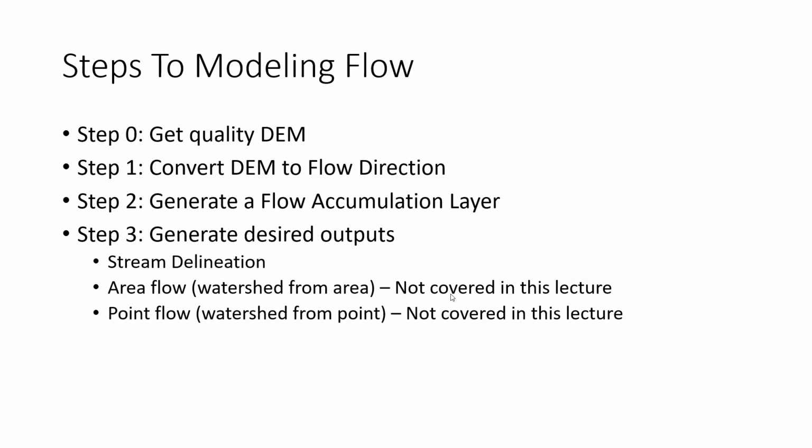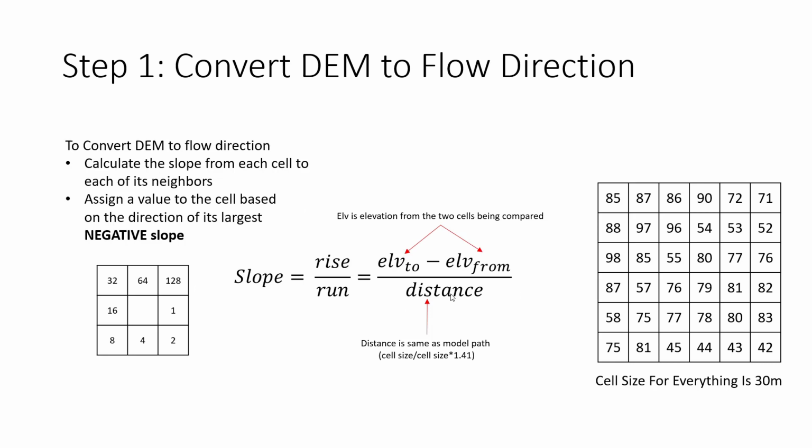So assuming that we have a high quality DEM, the first thing we have to do is convert that DEM to a flow direction raster. The way we do that is, for a given cell, we look at all of its neighbors. We calculate the slope from the given cell, which is the "to" cell, to the "from" cell. So, to cell, from cell.